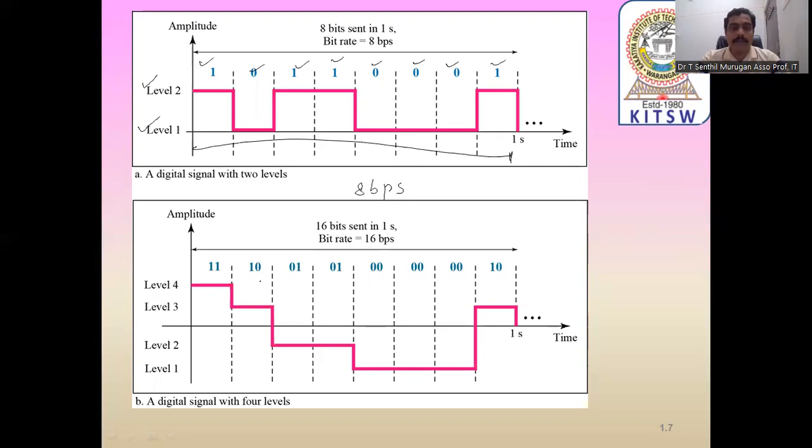Here we are seeing 2, 4, 6, 8, 10, 12, 14, 16. So 16 bits will be transmitted in 1 second, so the data rate is 16 bits per second. Likewise, we can represent the digital signal. And how many levels are required? If we want to represent 2 bits, we need 4 levels. Okay. Clear.